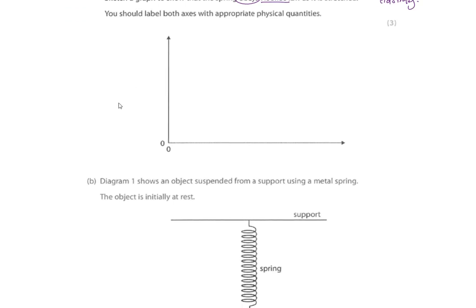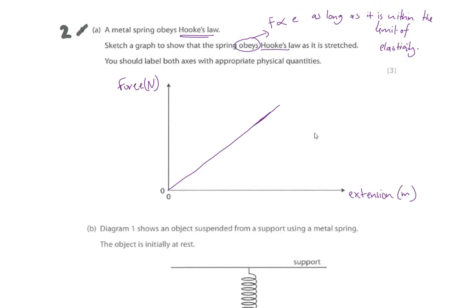Okay, so therefore, what we're going to have now on the x-axis and y-axis is going to be fine. So we can have extension here. This would be in meters. We can have force here. This would be in Newton. So therefore, we need to draw a straight line graph that obeys Hooke's law. Therefore, a straight line graph. Here we go. A straight line graph. And that's it. Now you get the mark for labeling. So label. You get a mark if it passed through the origin in a straight line graph as it obeys Hooke's law. Again, so if you're not sure, that's what it means.